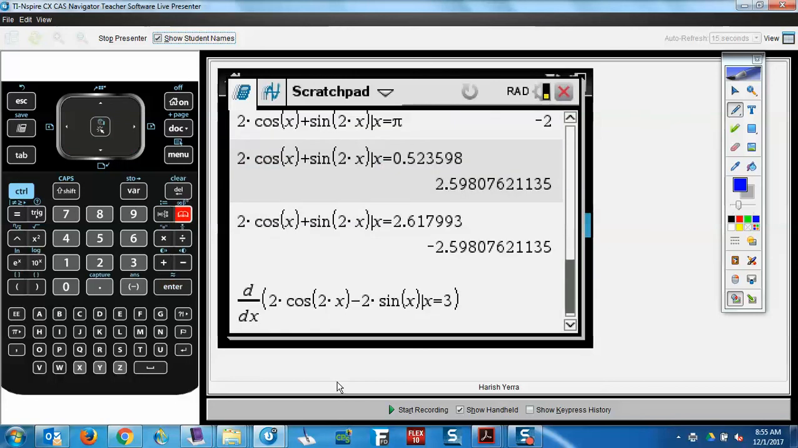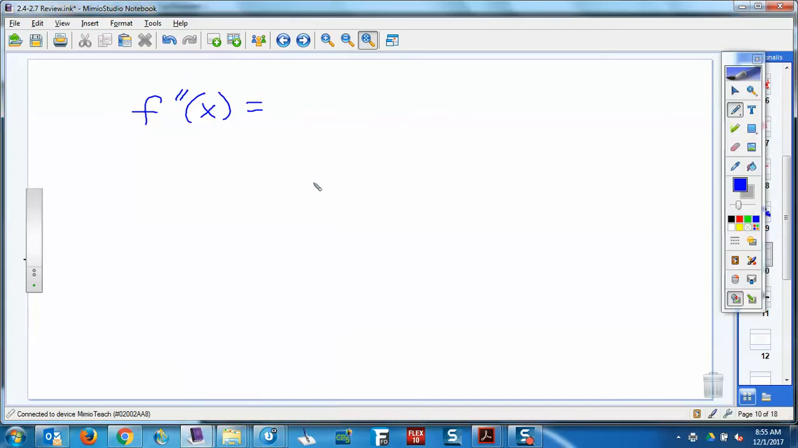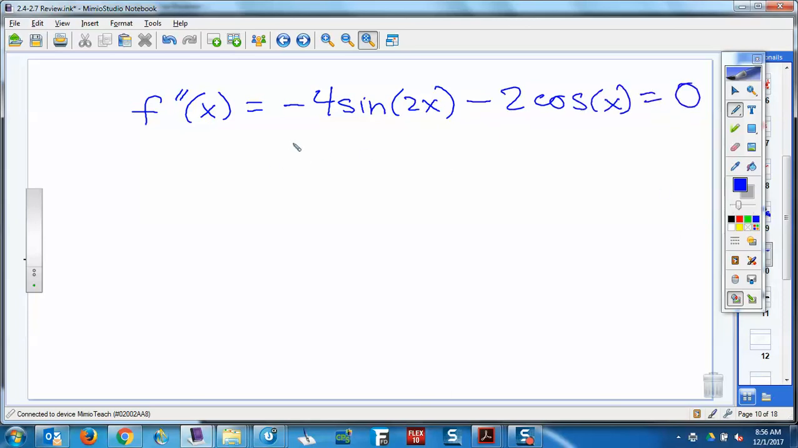Now we'll hit escape. You've got to delete some of that. There you go. There's your second derivative, and that needs to go on here, so -4 sine 2x, what was the rest of it? Minus 2 cosine x. 2 cosine x equals 0. So go ahead and solve that.